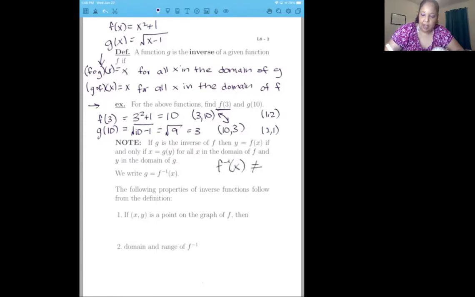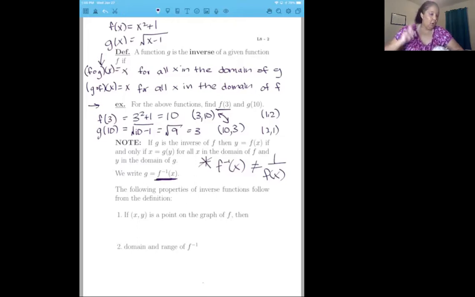That does not mean 1 over f of x, right? We think of exponentials, and the exponent, if it's negative, you can put it in the denominator. This is specifically a notation for inverse function. That does not mean 1 over f of x, all right? So make sure we know that.